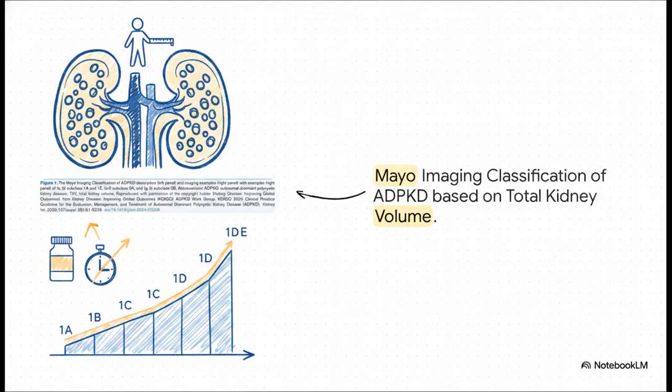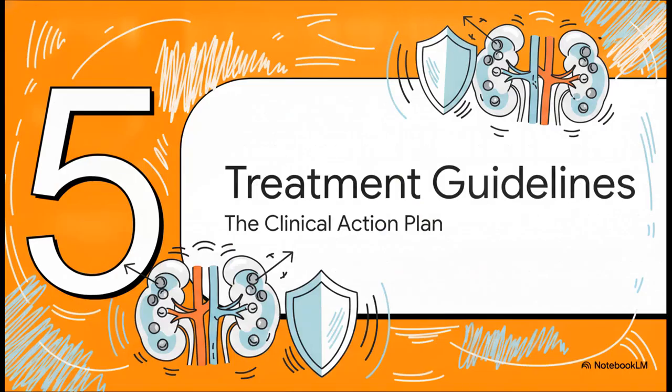But to definitively identify which patients are at high risk for rapid progression, we turn to the Mayo imaging classification. This relies on height-adjusted total kidney volume. By using an MRI or CT scan, we measure exactly how large the kidneys have become relative to the patient's age and height. Then we categorize them into classes 1A through 1E. The steeper the curve, so your classes 1C, 1D, and 1E, the more aggressive the disease is, meaning those patients urgently need disease-modifying therapies.